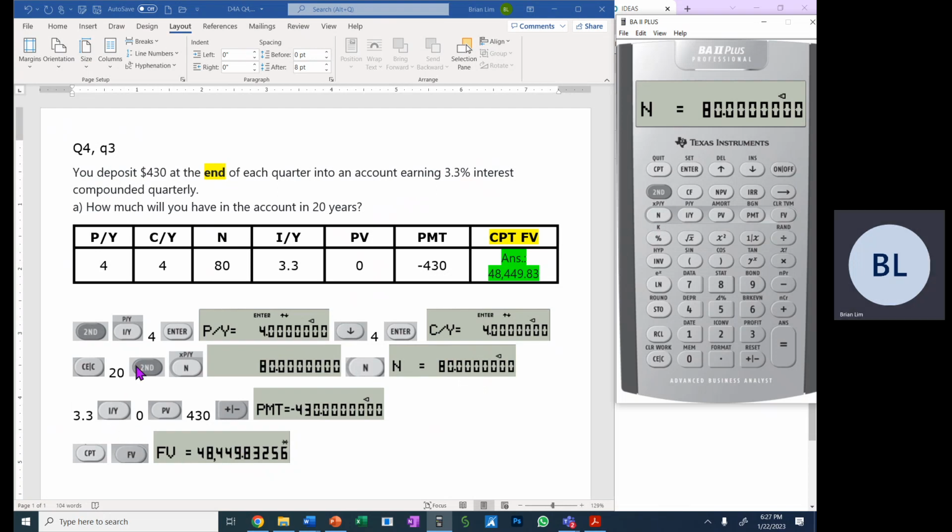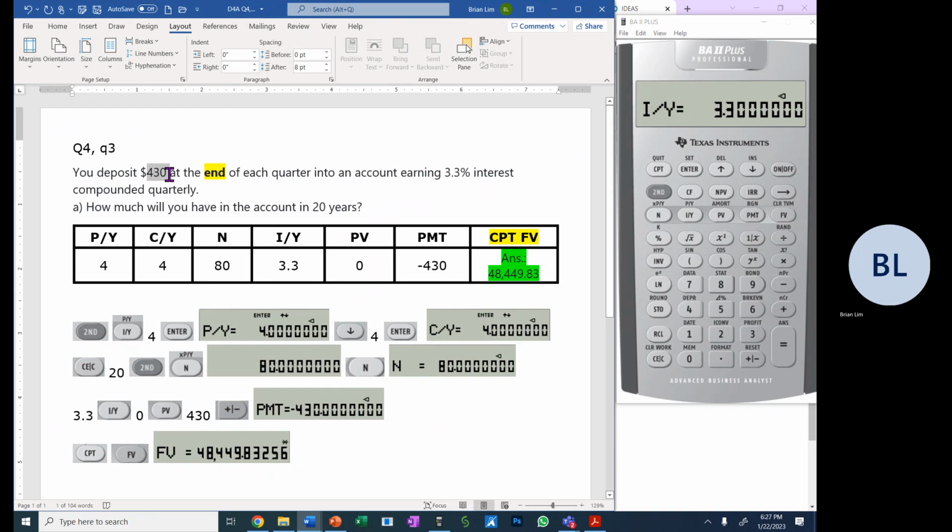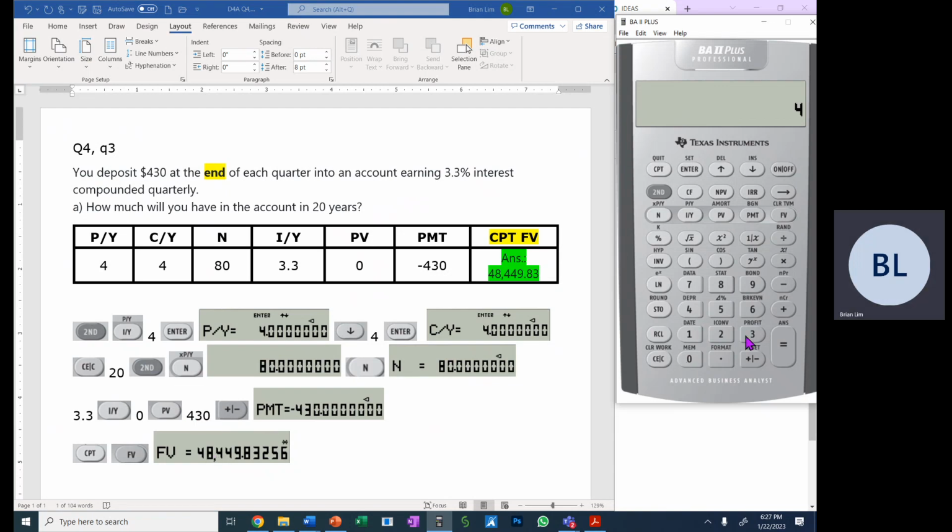All right, now for the interest, it is 3.3% up here. That's where we're getting these numbers from. So 3.3, and then we click on IY. That's what this is saying to do. Now the present value, we started with nothing. Remember, you started with nothing, and then you start to deposit into the account. So 0 goes in for the present value. And then 430, because we are paying this money out, we make it negative by hitting plus minus. And then we click on payment, and then we see this display.